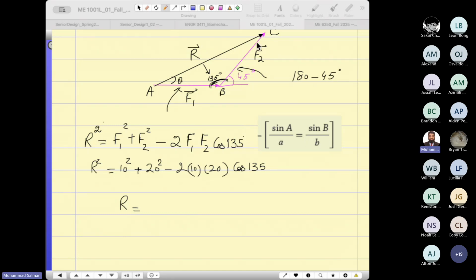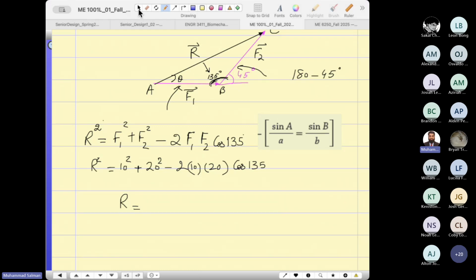Anybody who has calculated the R value? One student says 27.98. I need two, three more answers, then I will move forward. Please open your calculators and help your professor. William says 27.9. So that's good.